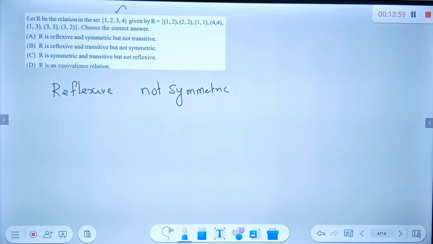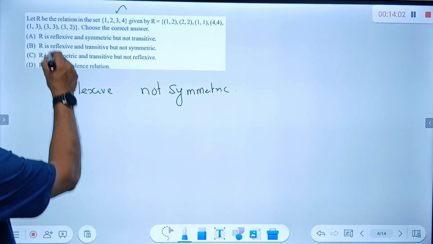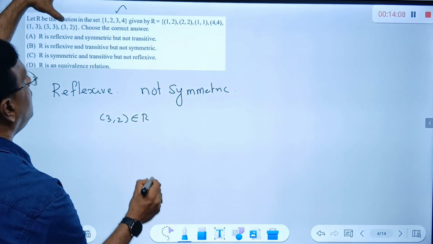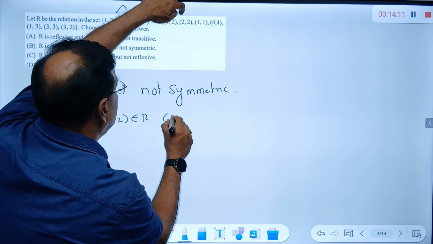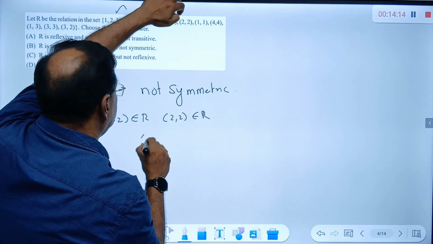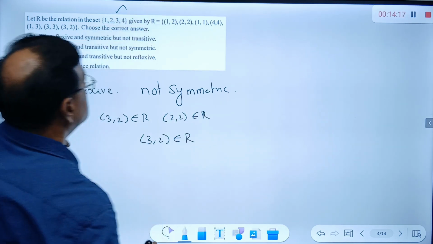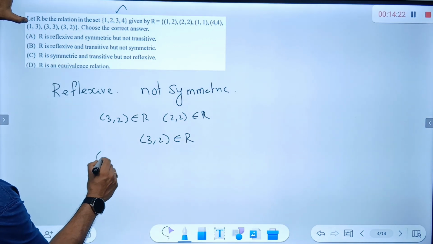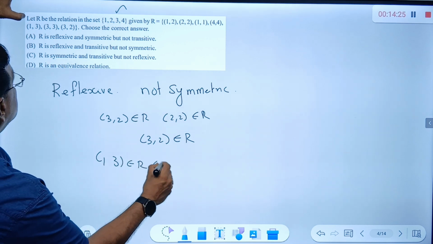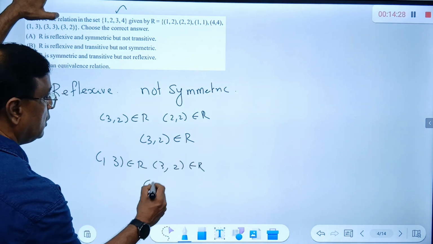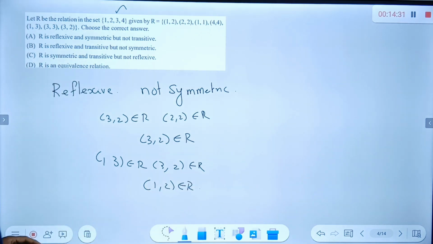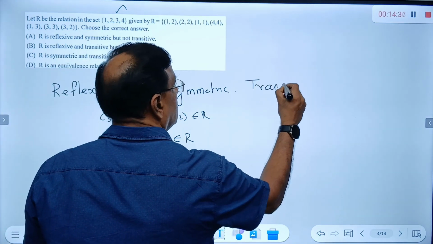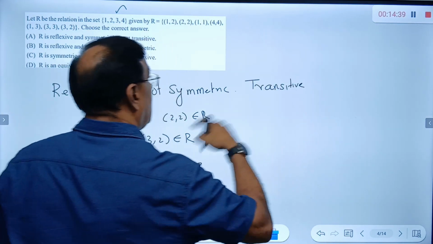Now you have to check whether it is transitive or not. For example, if you take 3 comma 2, 3 comma 2 belongs to R, and let us take 2 comma 2 belongs to R. Therefore, 3 comma 2 belongs to R. So it's transitive for this case. Let me try one more if you want. 1 comma 3 belongs to R. 3 comma 2 belongs to R. Obviously, 1 comma 2 belongs to R. So this is a relation which is reflexive, not symmetric, but it is transitive.